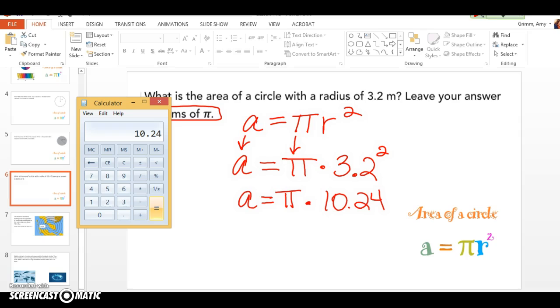I need to combine them so there's no multiplication sign. And what else? I could add the measurements. Is that the correct order? Very good. The 10.24 needs to be first.